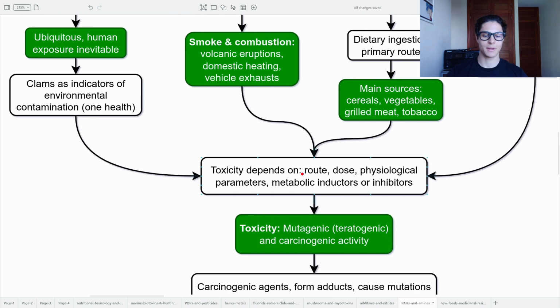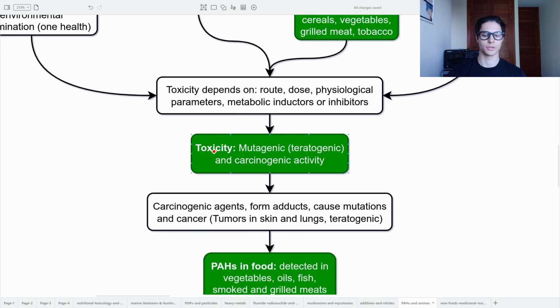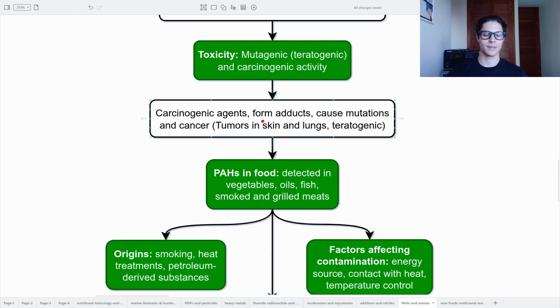The toxicity depends on the route, the dose, the physiological parameters, and also the metabolic inductors or inhibitors that are present. Toxicity, well, it is mutagenic, teratogenic as well, and it also has carcinogenic activity, again the scrotal cancer. Carcinogenic agents, they form adducts, they cause mutations and cancer, tumors in the skin, in the lungs, and in the fetus, teratogenics.